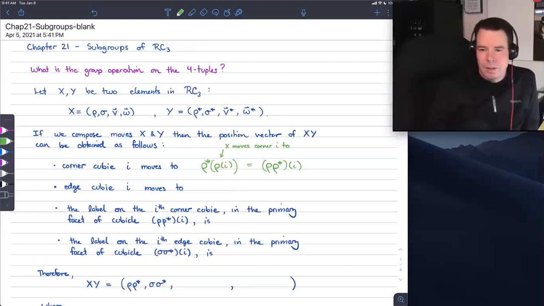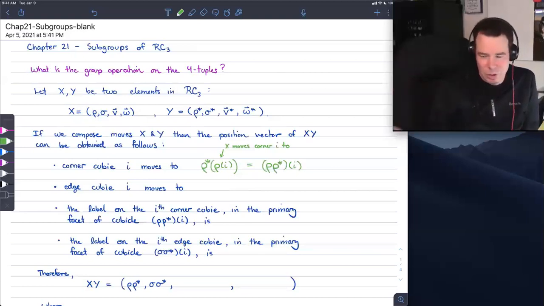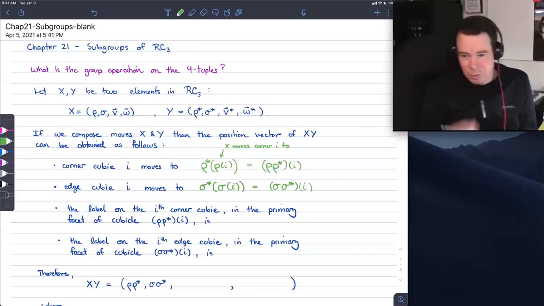Okay, so that means that in order to figure out, starting with move x, then doing move y, what is the first component of the four tuple? It's just going to be the product of row and row star. So nothing surprising there. It's really just a swap puzzle. A piece moved from this position to that position, and then the next move moved it to that position. And so the result is that it moved as a product of the two permutations. Same thing with the edges. It's sigma star, sigma I, or in other words, sigma star of I. So that's how the edge pieces have moved around.